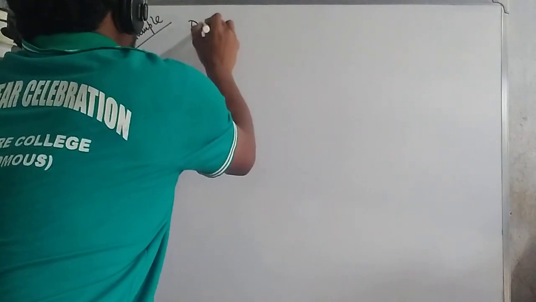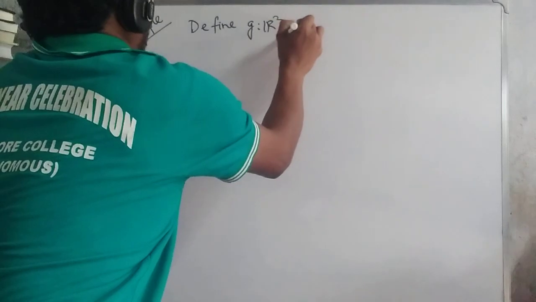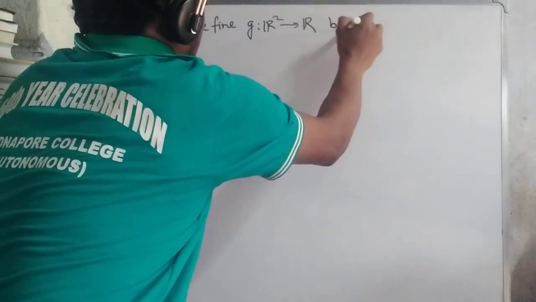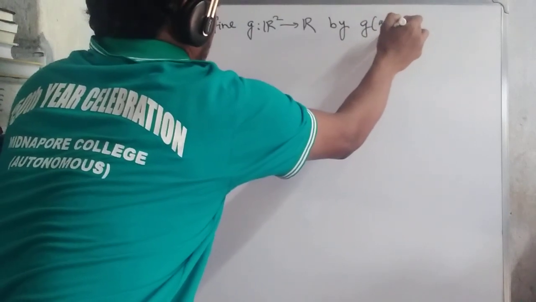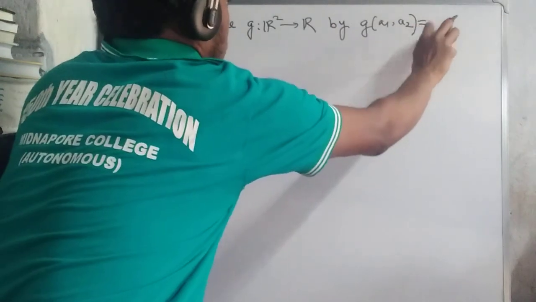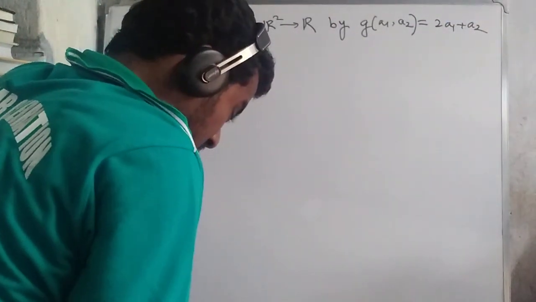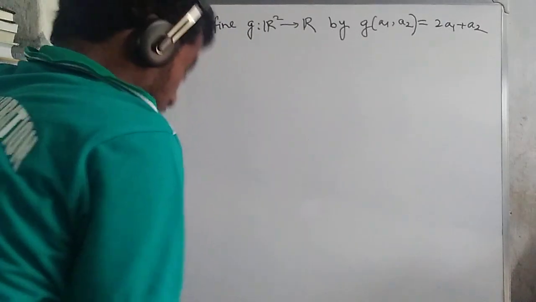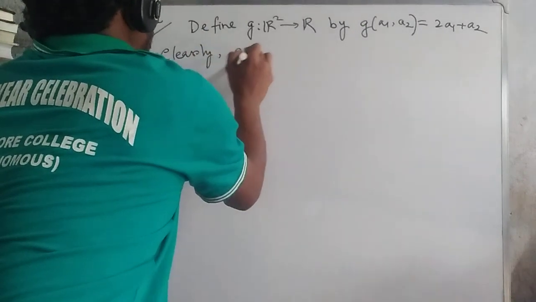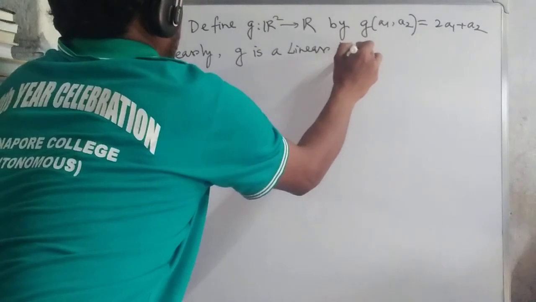Here define g: R squared to R by g(a1, a2) equal to 2a1 plus a2. Clearly g is a linear transformation.